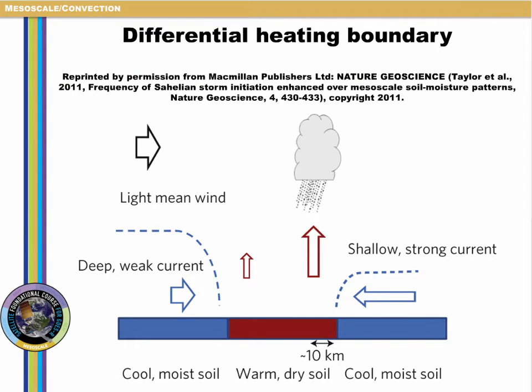Remember, it's important to monitor these soil moisture boundaries for potential later convective initiation along these differential heating boundaries. A study from Taylor et al. 2011 found that under light synoptic conditions, an ascent region is generated where the shallow, strong current opposes the mean wind. Convective initiation tends to occur on the downwind edge of the dry patch due to the heating gradient. An additional area of convergence is also found on the upwind edge of the dry patch.